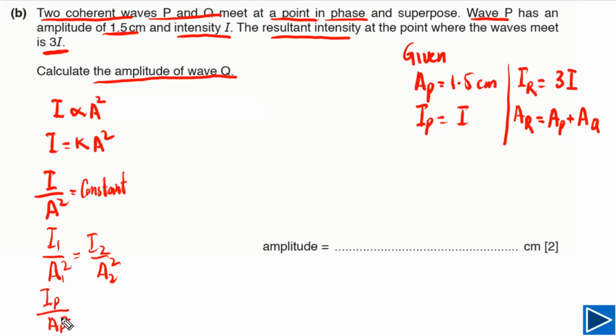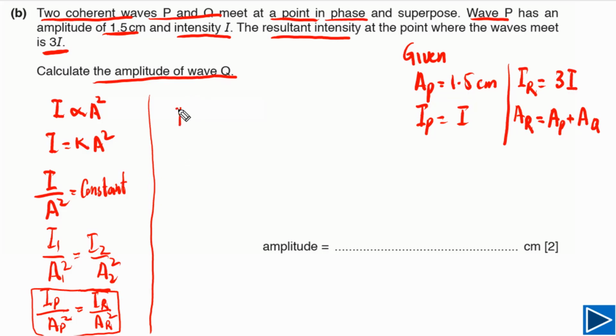So this is the amplitude of wave P squared, and the resultant wave has intensity IR and amplitude AR squared. So the ratio between intensity and amplitude squared is constant for any wave. That is constant for each individual wave, and also for the resultant wave. Now in this case we need to find the amplitude of wave Q.